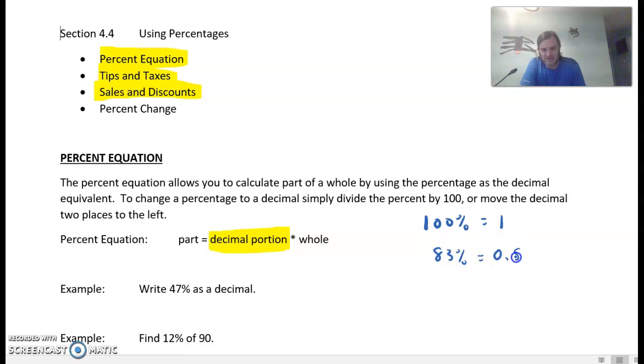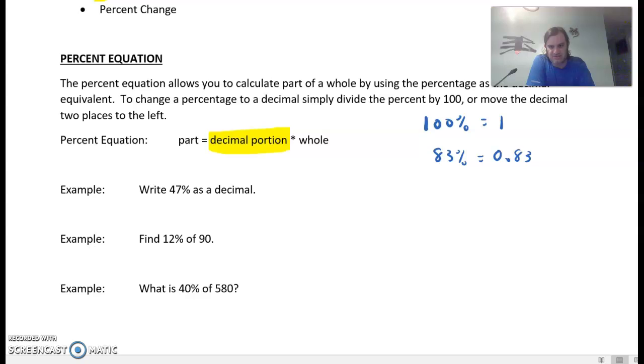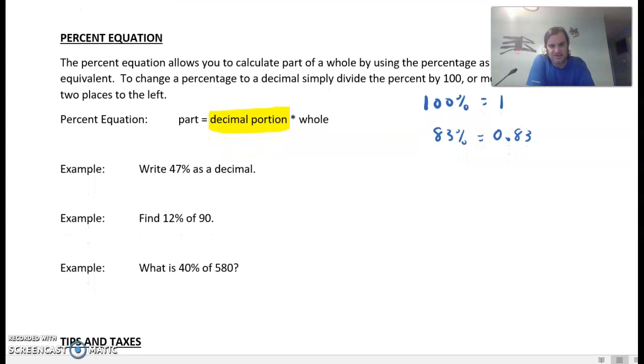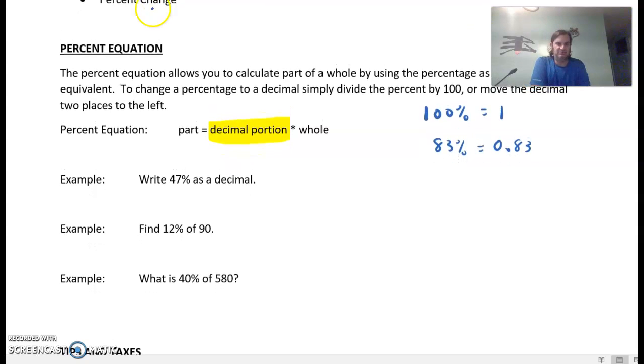would be 0.83. So in the percent equation, we see the part is equal to the decimal portion times the whole. Okay, and the decimal portion would be the 1 or the 0.83 over here, not 100, not 83. Okay. So it's just a variation of a formula we've already used. A lot of people like it because they don't have to write down as much. But let's see if we can use it.